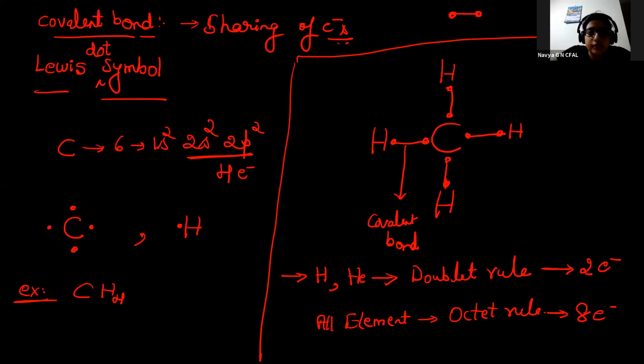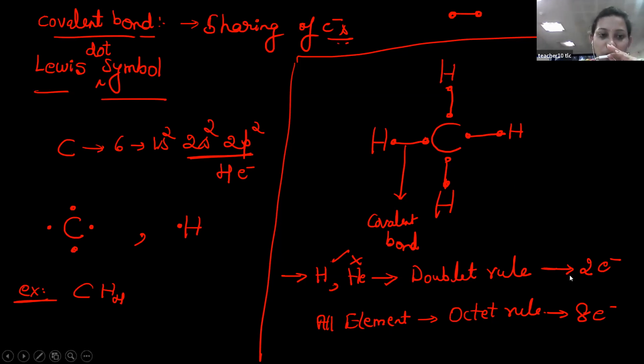Because of small size, or because of the 1s atomic orbital, hydrogen, this type of example is not there, but hydrogen shows a doublet. Hydrogen as well as helium obey the doublet rule. What do you mean by doublet rule? If you concentrate on the surrounding of hydrogen, it must contain 2 electrons. That is the doublet rule.